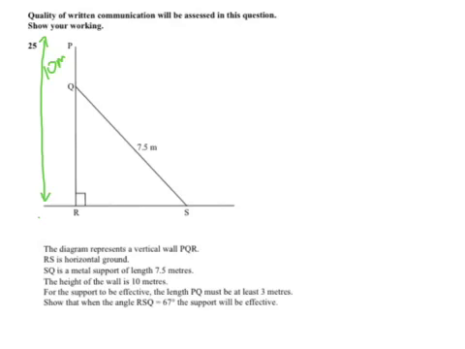In this question, we're given certain information. We're given that SQ is 7.5 meters. The height of the wall is 10 meters. And that means the height is from P to R. It is 10 meters. And the support must be at least 3 meters long. We're also given the fact that angle RSQ is 67 degrees. So really this angle is 67 degrees.